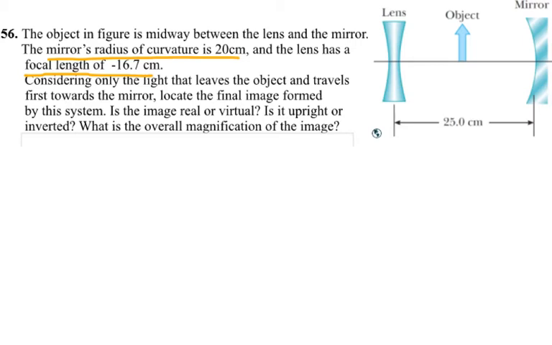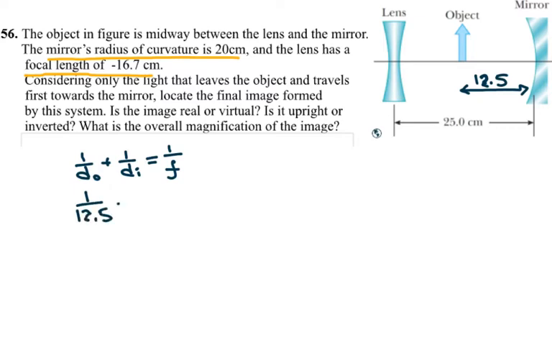So we will start with the mirror, and for the mirror we have 1 over do plus 1 over di equals 1 over the focal length. The object is placed midway between the mirror and the lens. That is, the object is 12.5 centimeters away from the mirror, so we have 1 over 12.5 plus 1 over the image distance we are calculating, and the radius of curvature is given as 20 centimeters, so the focal length is 10.